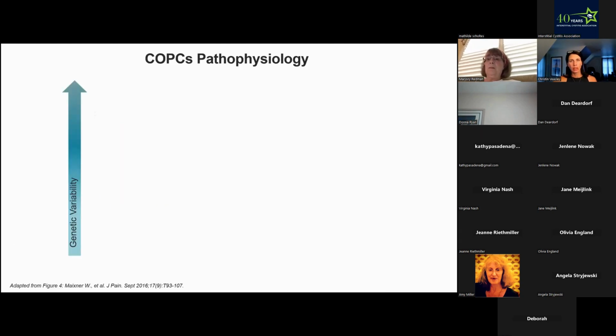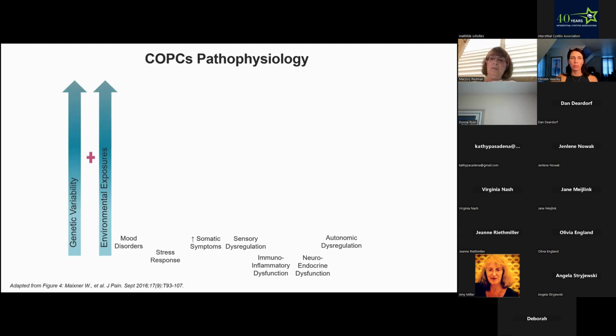So what do we know? This figure that I'm going to show you is from another longitudinal study called the OPERA study, which was mainly in people with temporomandibular disorders, that also looked at comorbidity rates, including interstitial cystitis. And what they found is that people who go on to develop chronic overlapping pain conditions have genetic variability. So they have genetic susceptibility to developing a host of different conditions. It's not just one gene that's impacted, but a host of different genes in the neurologic, endocrine, and immune system. And that combined with your individualized environmental exposure, put people at increased rates or prevalence of having mood disorders, heightened stress responses, increased somatic symptoms, sensory dysregulation, immunoinflammatory dysfunction, endocrine dysfunction, and autonomic dysregulation.